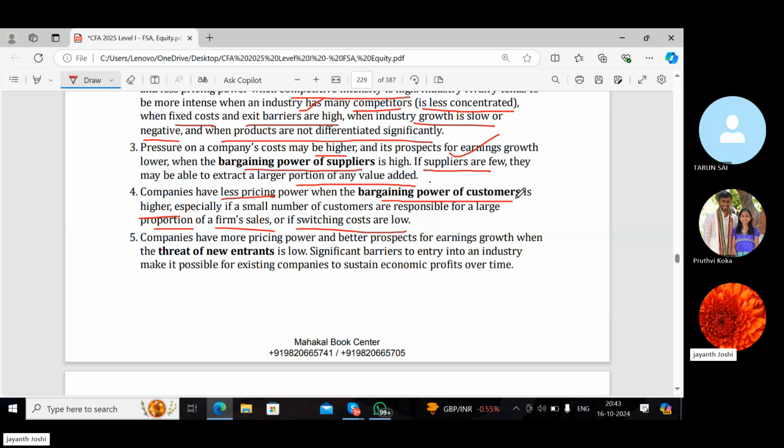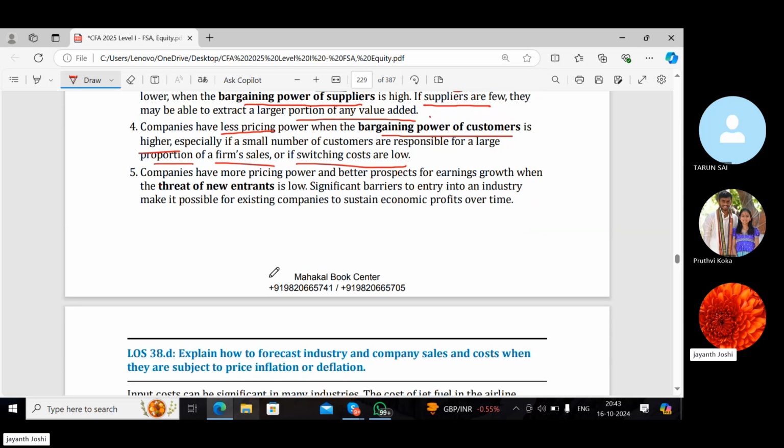So what is the remedy you have? You have to sell at lower prices. You have no other option. Then companies have more pricing power and better prospects for earnings growth when the threat of new entrants is low.